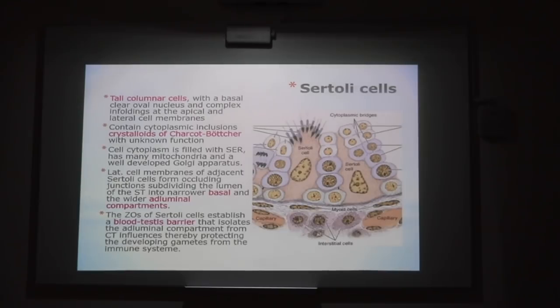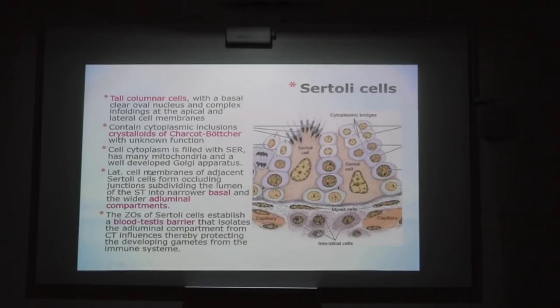Okay, now let's talk a little bit on the Sertoli cells before we start to move towards the duct system. As we said, Sertoli cells are supporting cells. They are tall columnar cells with a basal clear oval nucleus, and they contain cytoplasmic inclusions which are called the Charcot-Böttcher inclusions, and we don't know the exact function of these inclusions. The cell cytoplasm is basically filled with the smooth endoplasmic reticulum, mitochondria, and well-developed Golgi apparatus.